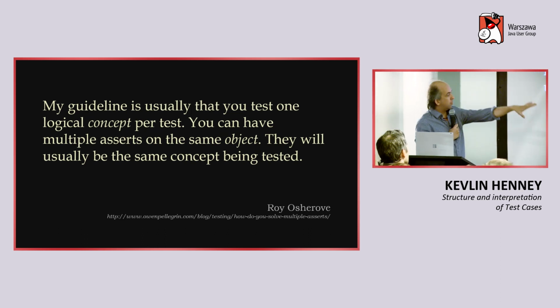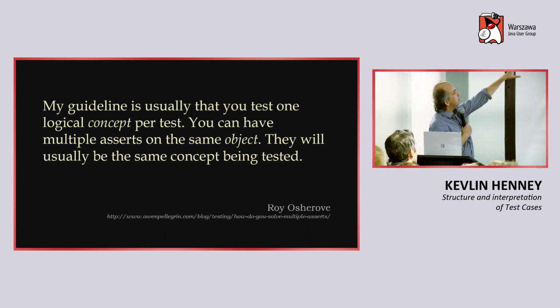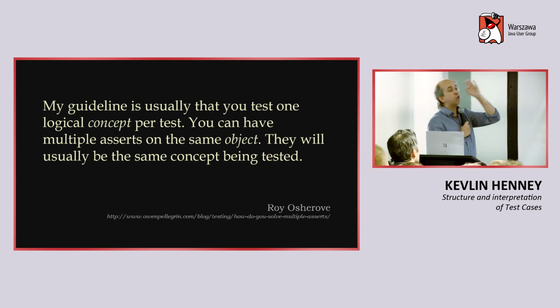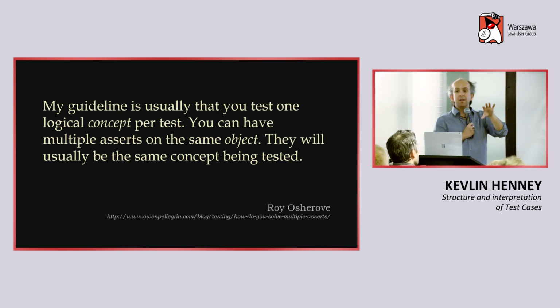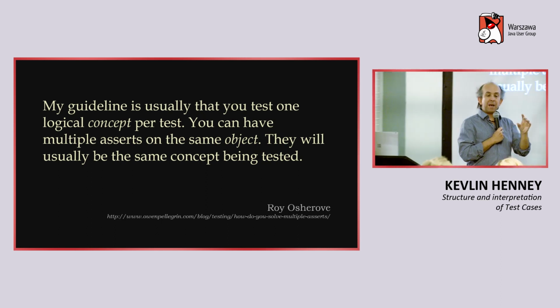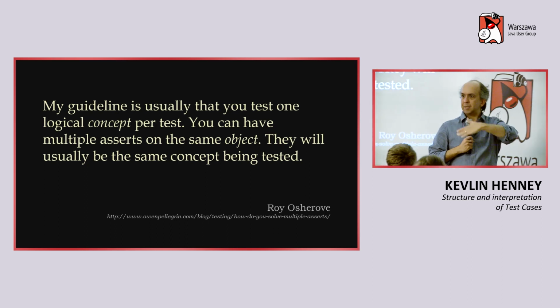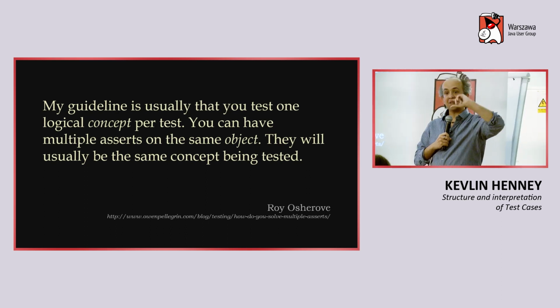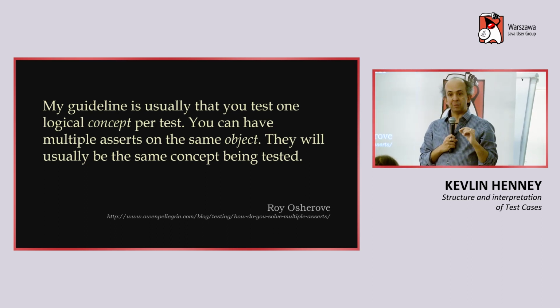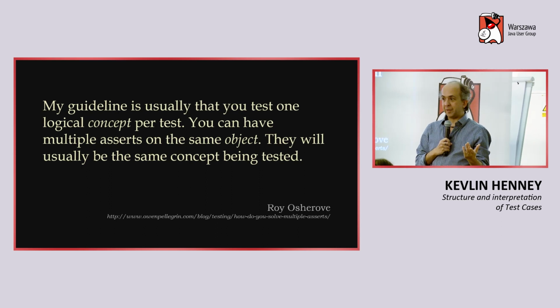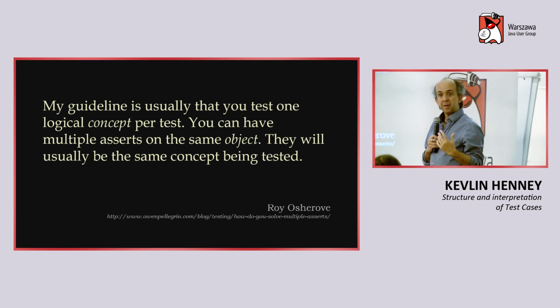My guideline, so Roy responded to the blog, my guideline is usually that you test one logical concept per test. That's what you're interested in. You can have multiple asserts on the same object. They will usually be the same concept being tested. Okay? Sometimes there's this careful balance. Sometimes you accidentally split one idea into 2 ideas by putting it into 2 different test cases. It looks like the asserts are unrelated, whereas actually they should be related. It's not just that there's one thing. It is the thing that I put in. That's really important. So we might bind it like that.